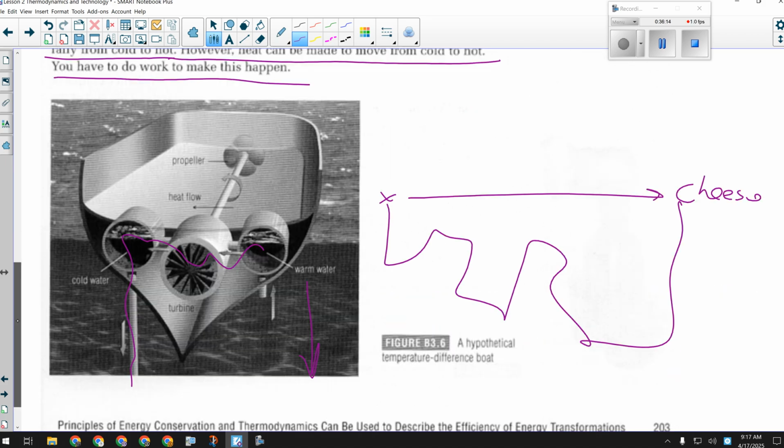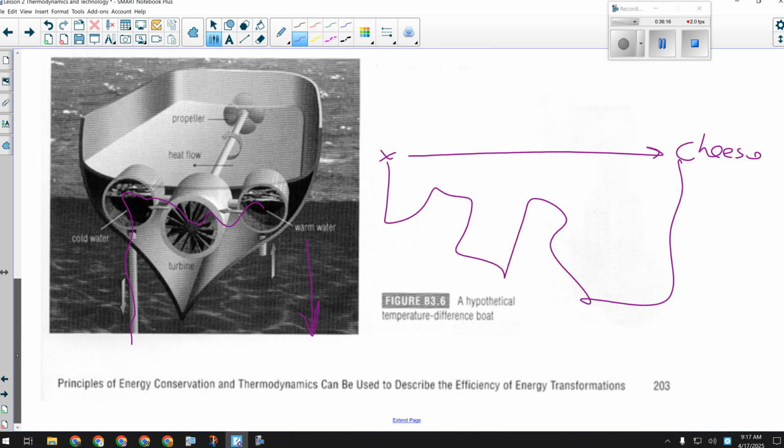Everybody all right with that idea? The idea of the heat engine? We actually use this technology to propel certain vessels. This is a jet engine. A jet engine is a heat engine. It works exactly like this, except it burns kerosene, JP5, jet fuel.